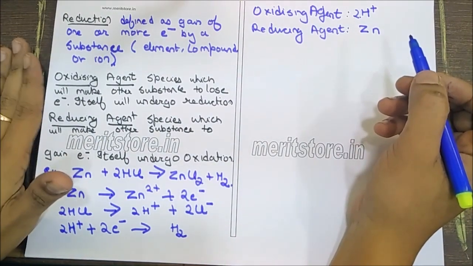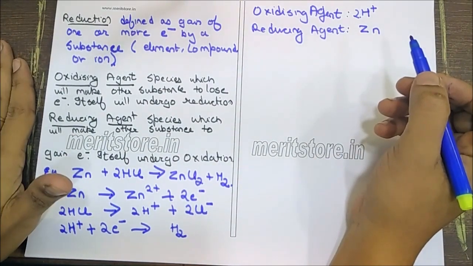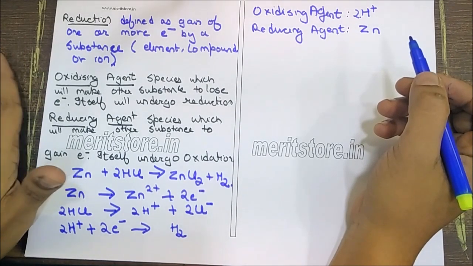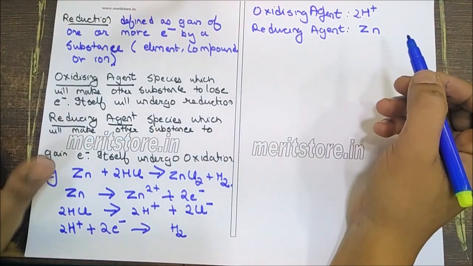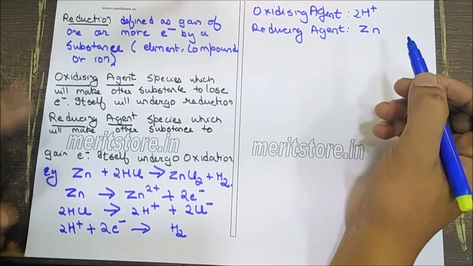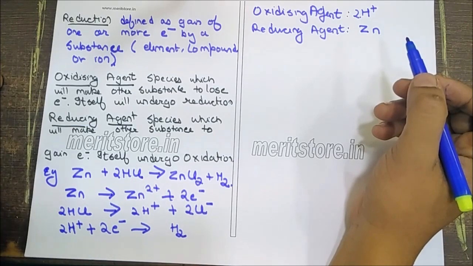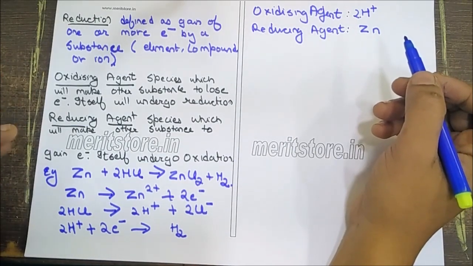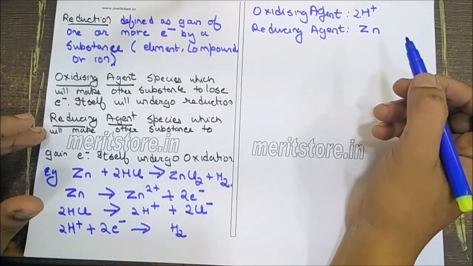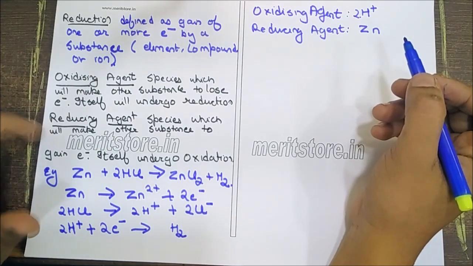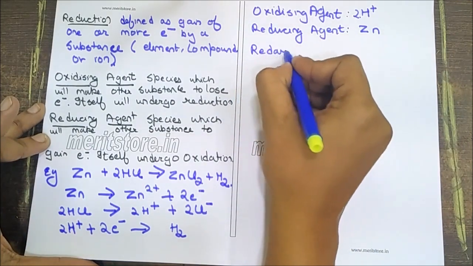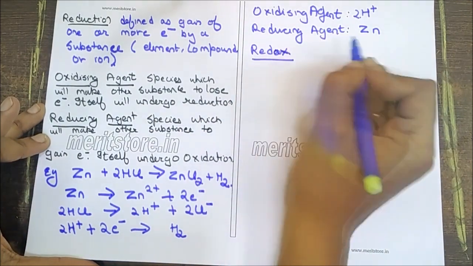So up till now we have understood what is oxidation. Oxidation is loss of electrons. What is reduction? Reduction is gain of electrons. Oxidizing agent is that species which causes oxidation of other substances and it itself undergoes reduction. Reducing agent is that species which causes the reduction of other substances and it itself undergoes oxidation. So now we are in a better position to understand what is a redox reaction.